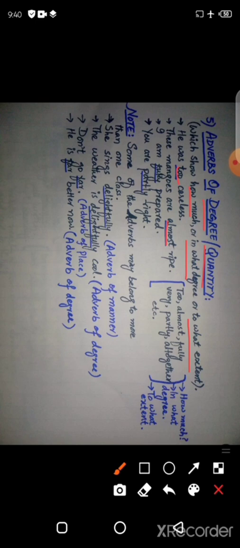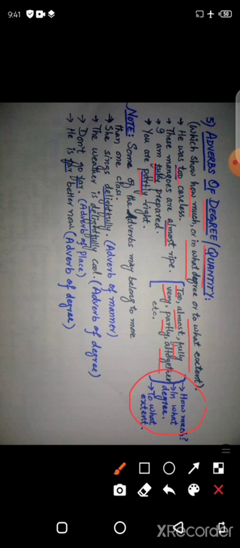And then, I'm fully prepared. To what degree are you prepared? I am fully prepared. You are partly right. To what extent am I right? You are partly right. So the words too, almost, fully, very, partly, altogether are those words that answer the question how much, in what degree, or to what extent. Because they answer these questions, we categorize them as adverbs of degree or quantity.